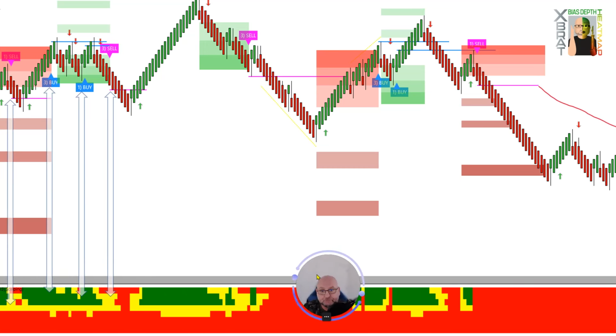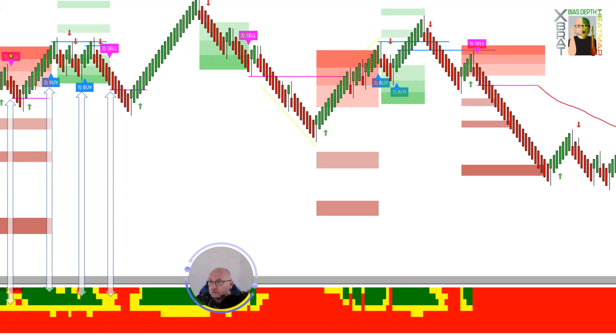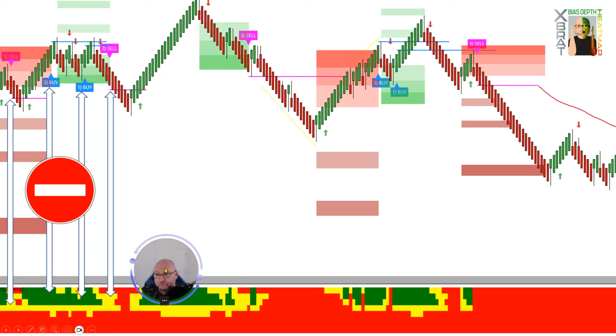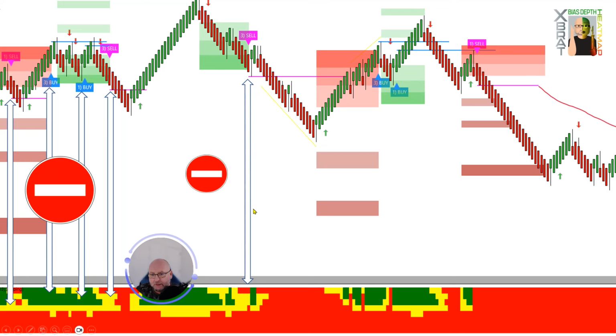So these first trades, the sell, 2 buys, and the sell here, look at the bias depth heat map. Totally mixed, green, yellow, red. You don't act on those trades, okay? And this is a no trade. The next signal, we get a sell signal at this point here.